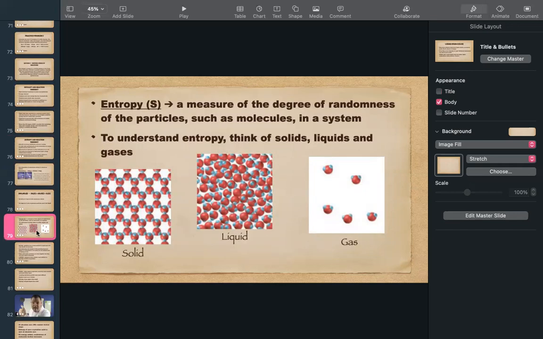So if you look at the arrangement of particles in a solid, a liquid, and a gas, you can see entropy at work. In a solid, the entropy is very low because you have to think of entropy in terms of the degree of randomness. How chaotic is it? If it is highly chaotic, it has a high entropy. If it is extremely ordered and not random at all, then it has a very low entropy. So solids have the lowest entropy of the three states of matter. Liquids have a higher entropy, and of course, gases have the most entropy.